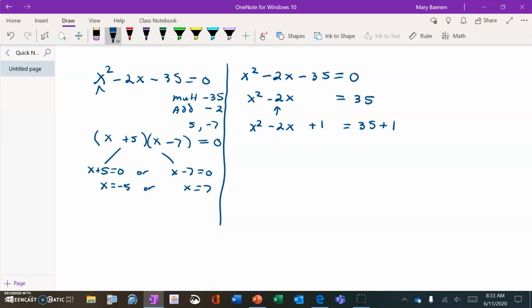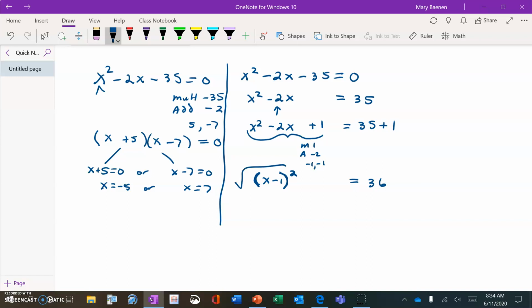Because of what we've just done, this will always be factorable. Two numbers that multiply to be a 1 that add up to be a negative 2 are a negative 1 and a negative 1. So that means that this is x minus 1, or x minus 1 squared, and on this side I have 36. So this will always factor into one parenthesis with a square on it.